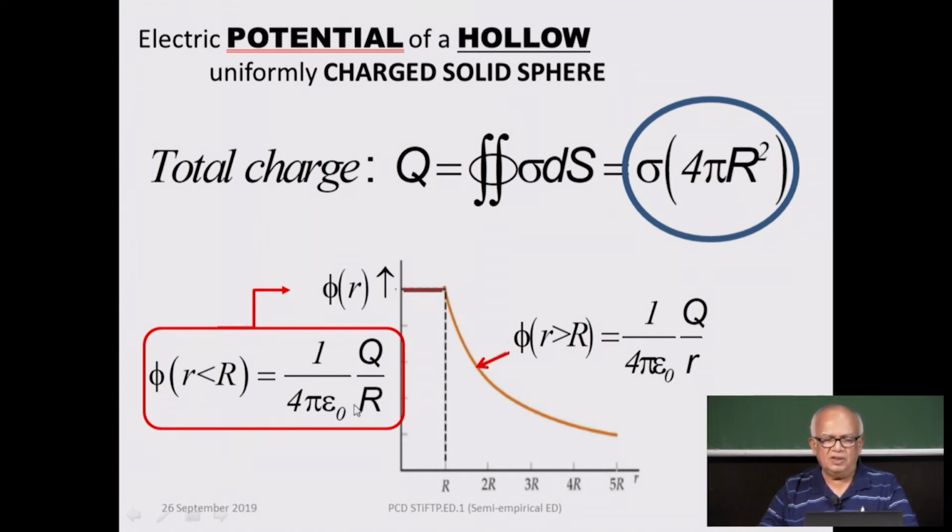So, this is the value of the potential inside the region. These are constants, both the numerator and the denominator are constants. Q is the total charge. Outside it goes as Q over R, inside it goes as Q over a fixed distance, which is the radius of the shell.